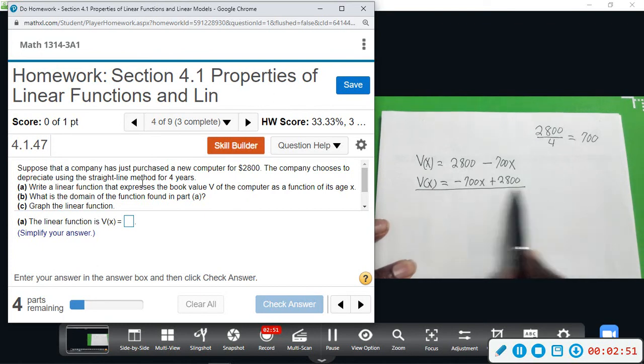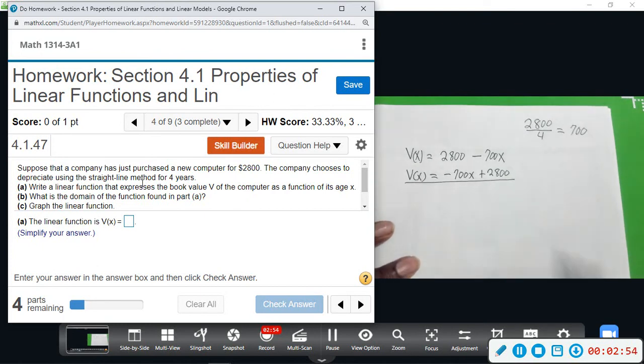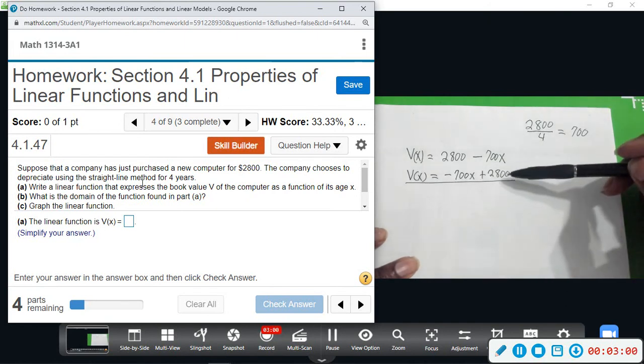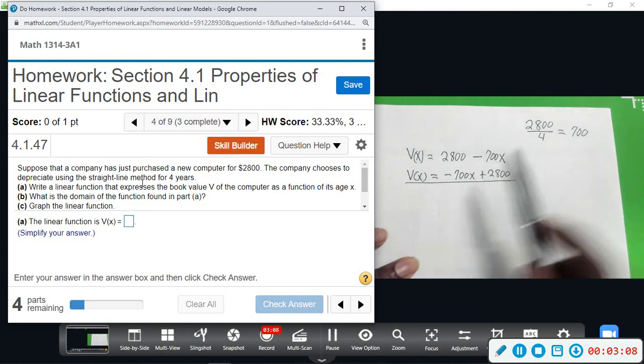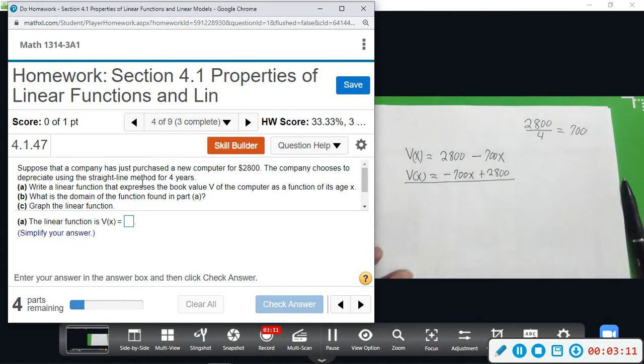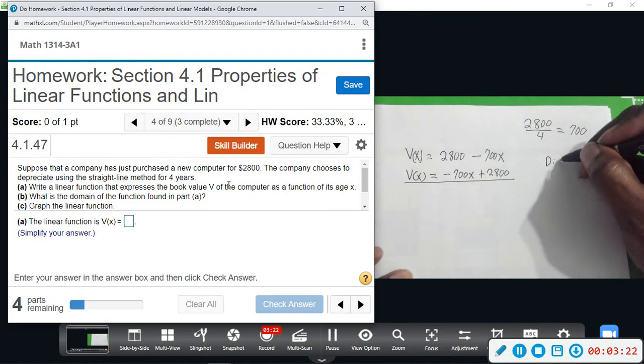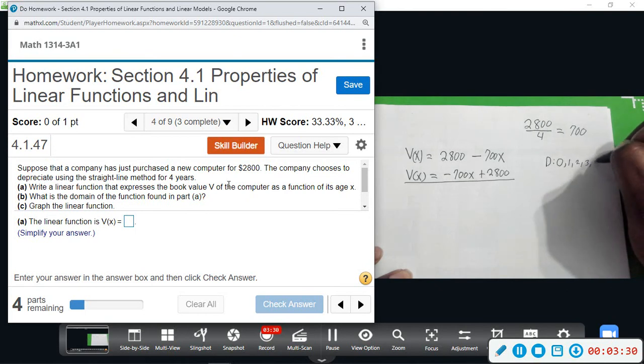Alright, so since this is a real world scenario, now before I've talked about when we look at domain, if we don't have a fraction, if we don't have a square root, if we don't have a logarithm, it will be all real. Now this is an exception when you have a real world scenario. Since they've already told us that this computer will depreciate for 4 years, then our domain, the number of years that we can use this computer, will start at year 0 when we first get it and go up through 4. So our domain is 0, 1, 2, 3, 4.